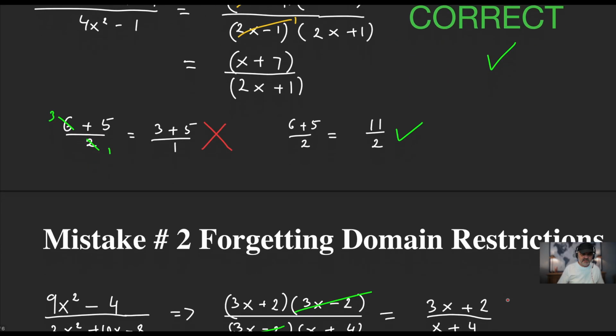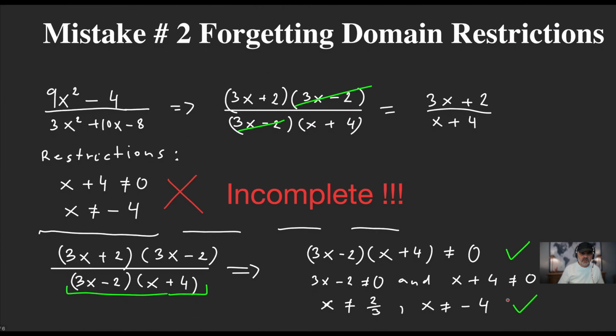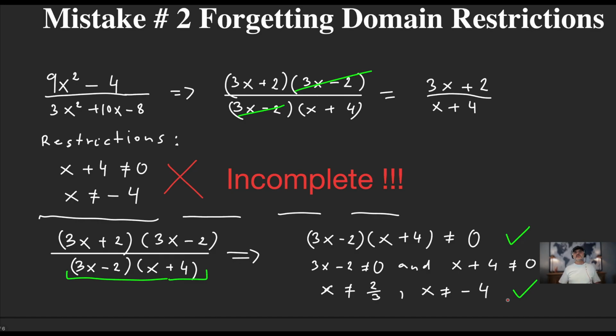The next common mistake, number 2, is forgetting domain restrictions. Oftentimes we try to solve the question, we quickly factor, we reduce, and then we do the restrictions, which is already too late. You have to do the restrictions after you have the factored statement.